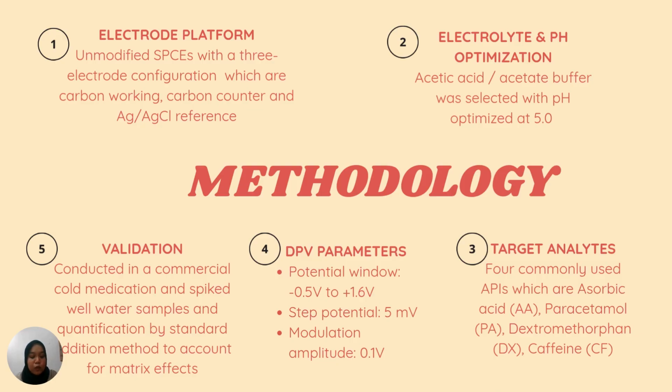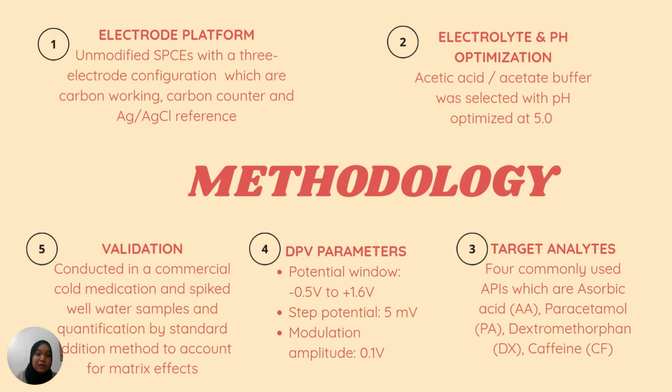Then the second one is electrolyte and pH optimization, where acetate buffer was selected with pH optimized at 5.0. The third one is the target analytes, which are four commonly used API, or active pharmaceutical ingredients, which are ascorbic acid, paracetamol, dextromethorphan, and last but not least, caffeine.